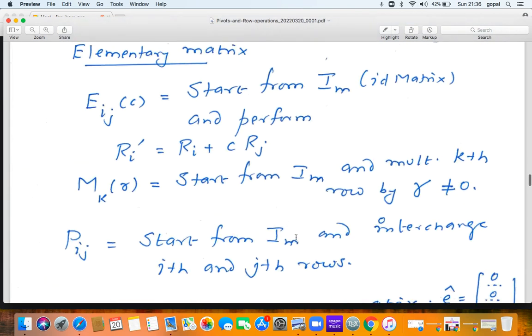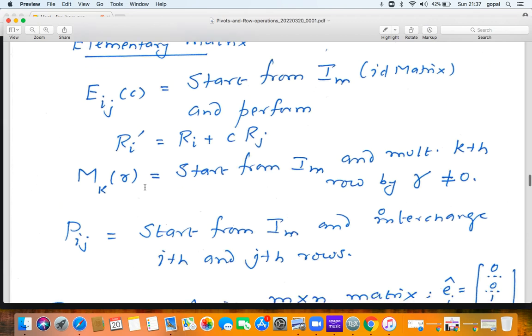Third rule, M_k gamma. Suppose you take a matrix A and you calculate M_k gamma times A. The matrix you will get will be the same as the matrix you would get when multiplying the kth row of A by gamma. Performing the row operation of multiplying the kth row by gamma, the same effect can be obtained by computing the matrix product M_k gamma times A.